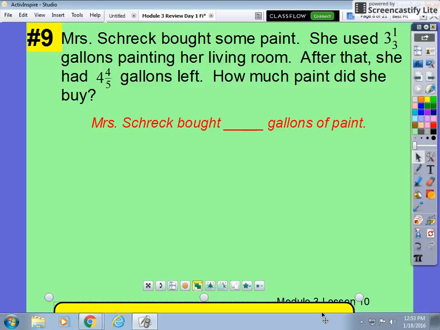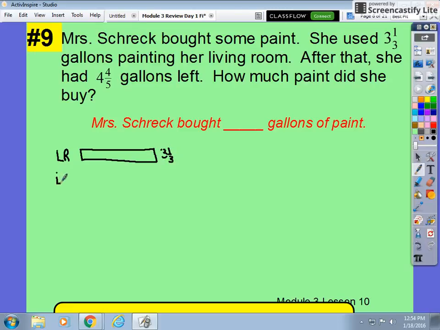will need to do. So if I think about this, I know that she had her living room and then she had a part of paint that was left over. And I need to find out how much she bought altogether. So I can look at this as a part-whole model. And I can say that this is the living room paint. And I'm going to draw this one just a little bit different. That's the living room paint. And she had 3 1/3.